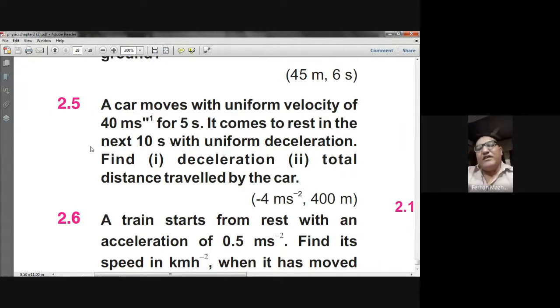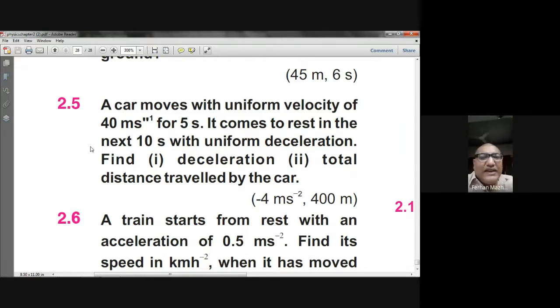So try to understand. In the first 5 seconds, the car is moving with constant speed. The car is moving with the speed of 40 meters per second. For 5 seconds, it moved with the constant speed. Then it decelerated uniformly, and in the next 10 seconds it came to rest. Came to rest means the velocity became 0.